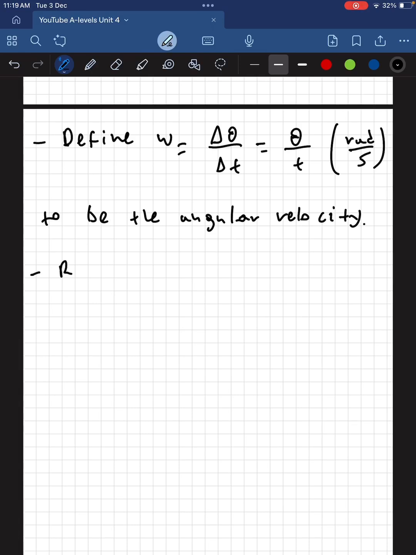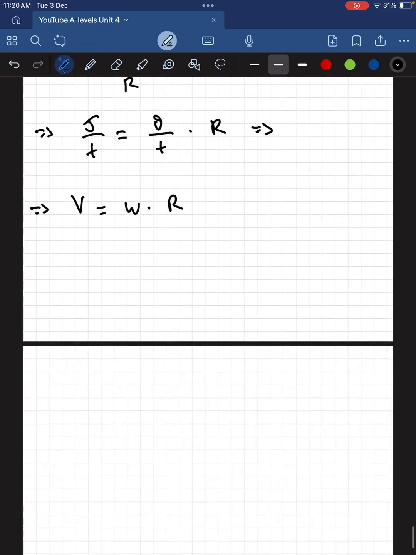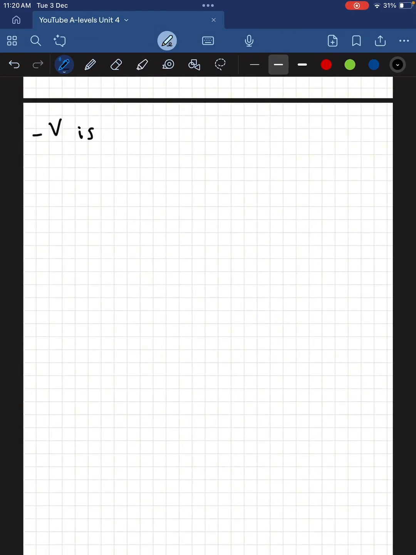Okay, now recall that theta is S over R. So S is theta times R. So if we divide both sides by t, we find S over t to be theta over t times R. So we see immediately that what is distance over time? Velocity. What is theta over time? Angular velocity. So V is omega times R. When objects move along a circle, they have a linear velocity defined by their angular velocity times the radius of the circular orbit. Okay? So V is the instantaneous velocity.